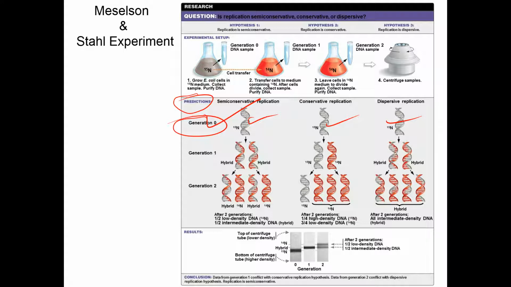All right, so after the first generation, after the bacteria have replicated, they've undergone one generation. Now, with the DNA, you have one band, and this band is in between the band for nitrogen-15 and nitrogen-14. So this prediction would support any of the three outcomes, because you'd expect to end up with nitrogen-15 and nitrogen-14 in the DNA after one generation.